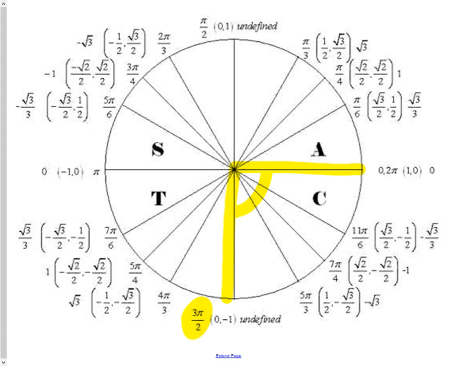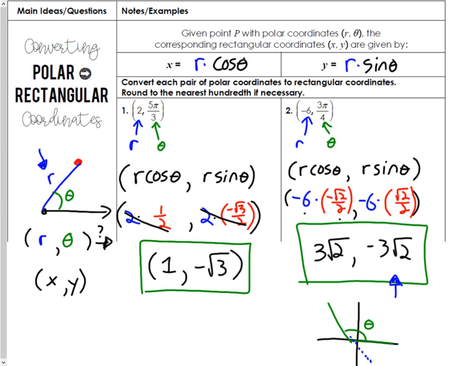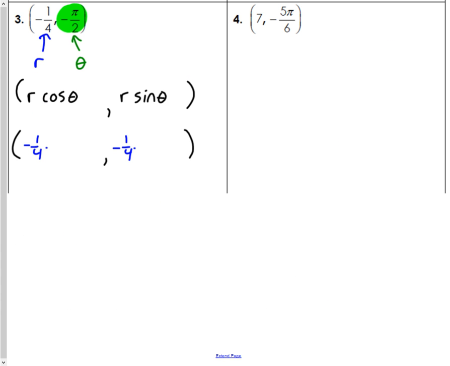-pi/2 is coterminal with 3pi/2. So my cosine value is 0. My y value will be -1. So going back to the original problem here, get a 0 and a -1. So not as bad as it could have been. Anything times 0, that's just 0. Goodbye. And then negative times a negative will make this y coordinate a +1/4.